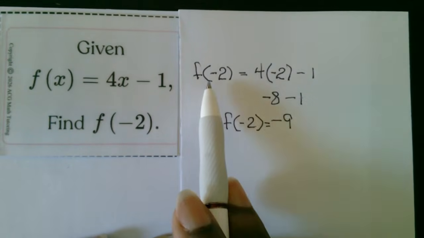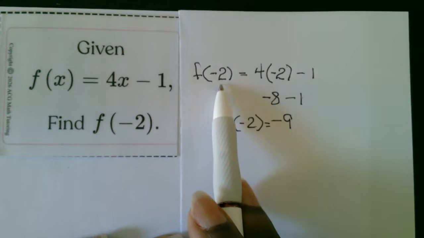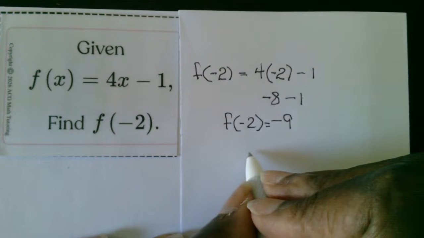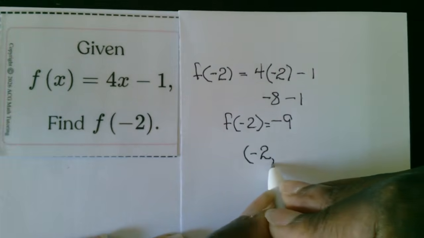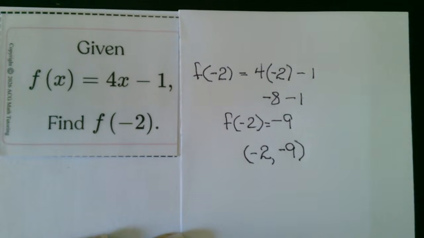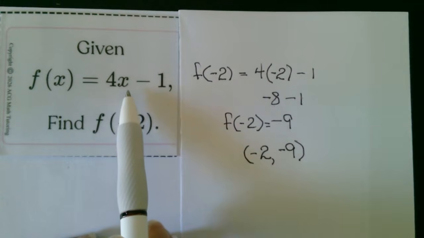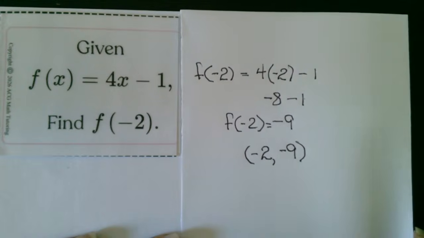We're not doing anything to the left-hand side. This is just to remind you what you're substituting in for x. The ultimate goal is that you actually found an ordered pair. Here's your x, which is negative 2, and here's your y, which is negative 9. This is a point that's on this line. That's what you're basically looking for.